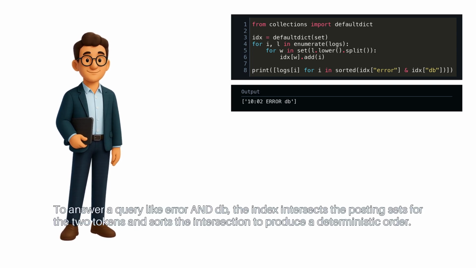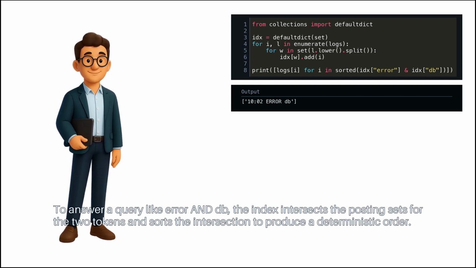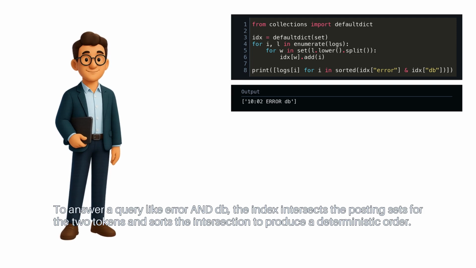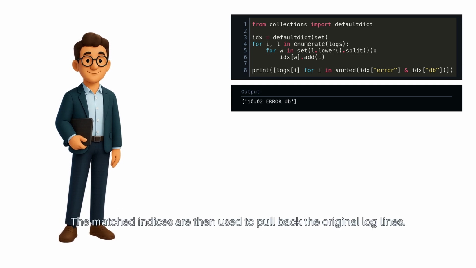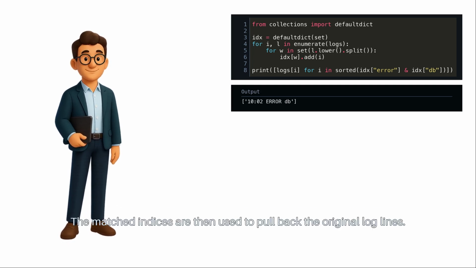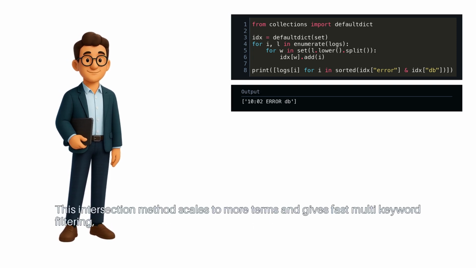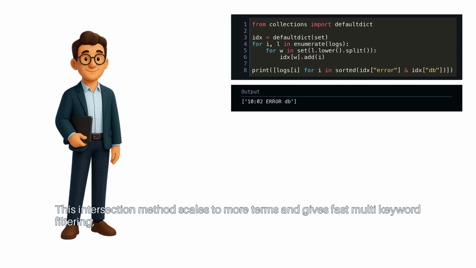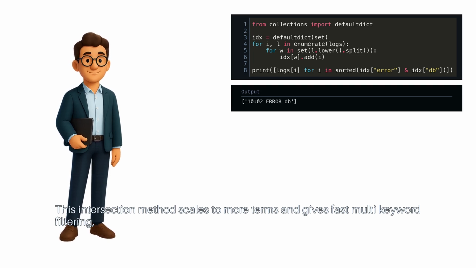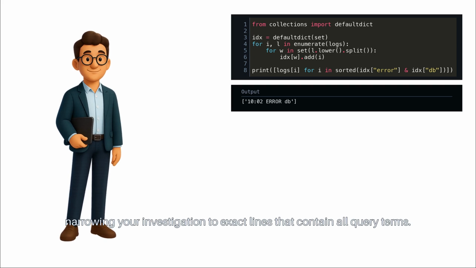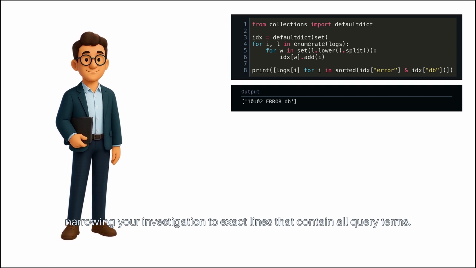To answer a query like error and DB, the index intersects the posting sets for the two tokens and sorts the intersection to produce a deterministic order. The matched indices are then used to pull back the original log lines. This intersection method scales to more terms and gives fast, multi-keyword filtering, narrowing your investigation to exact lines that contain all query terms.